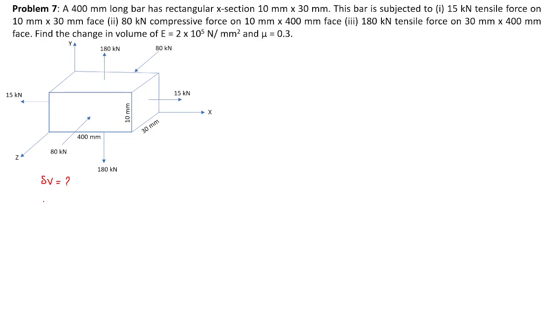Delta V. Then E is given. So E is 2 into 10 raised to 5 Newton per mm square. Here it is given in Newton, so we have to convert everything in Newton. Okay, mu is equal to 0.3, also given. Then we can take the forces in 1, 2, and 3 order. Okay, so sigma 1.